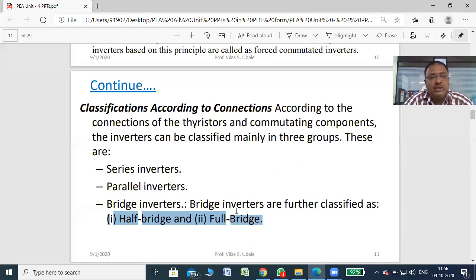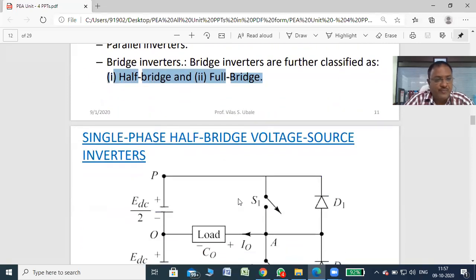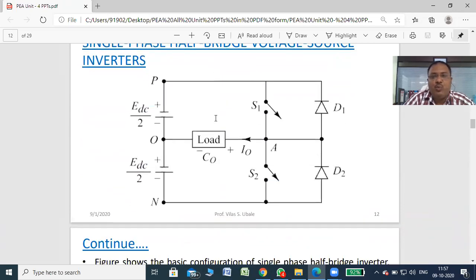So, series inverter, parallel inverter, also the types of inverters, and bridge inverter, in which we are using half bridge or full bridge. When we use only two switches, it is called a half bridge. When we use four switches, then it's called a full bridge, right? So, sorry, this is the classification of an inverter.